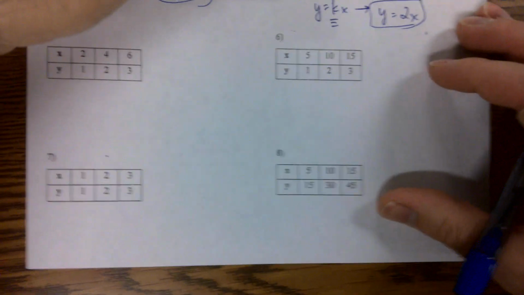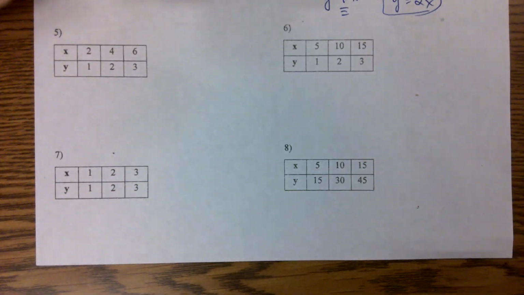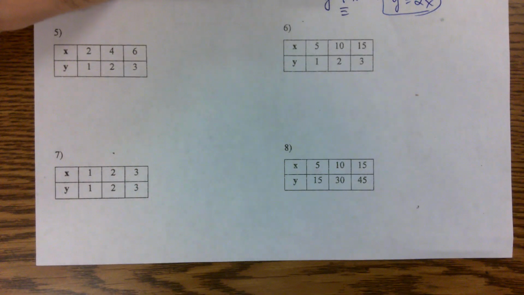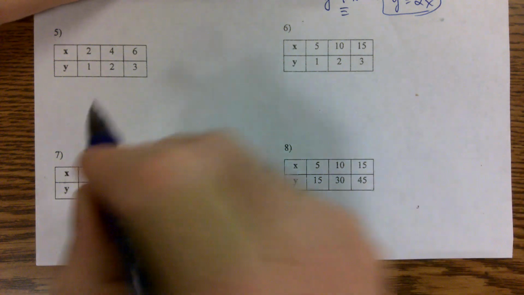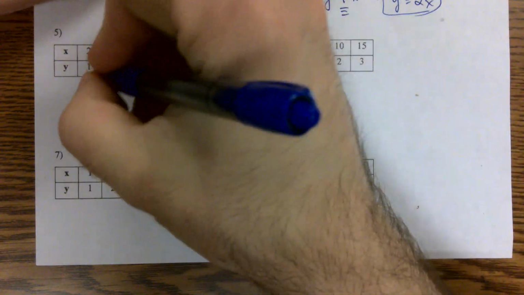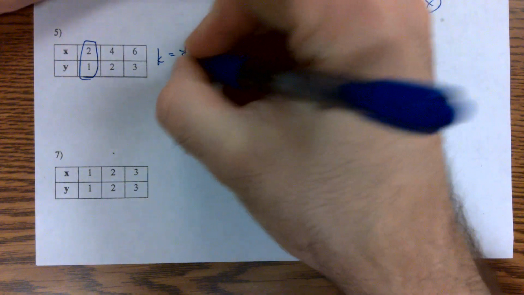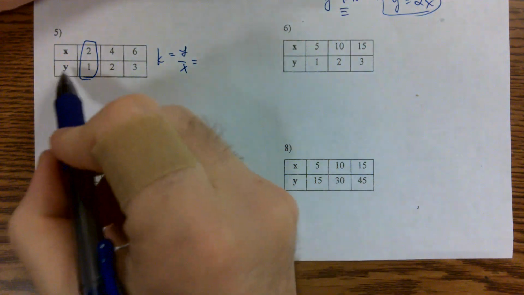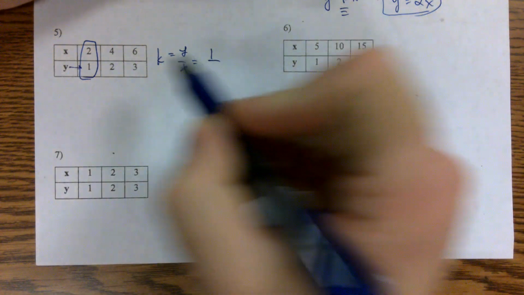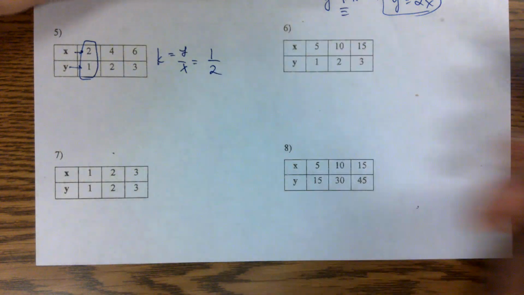So I had to do a little bit more work with the simplifying, but that's okay. Now number 5 is also a little bit different. And this is where we always get a little confused because fractions are confusing. We take our y and our x. My y value is 1. My x value is 2.